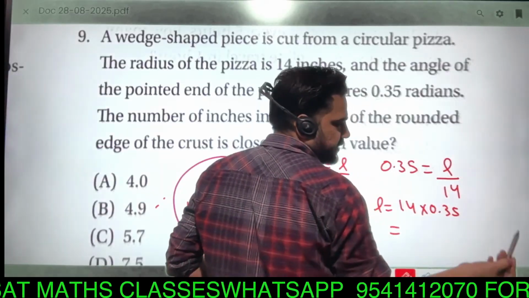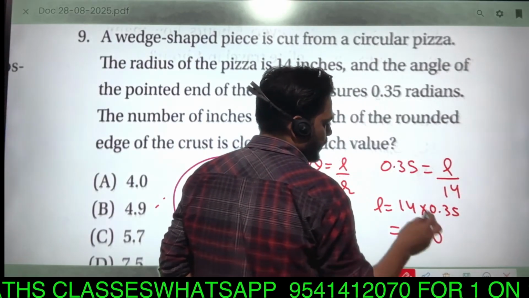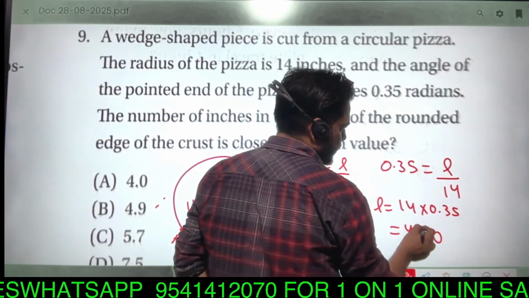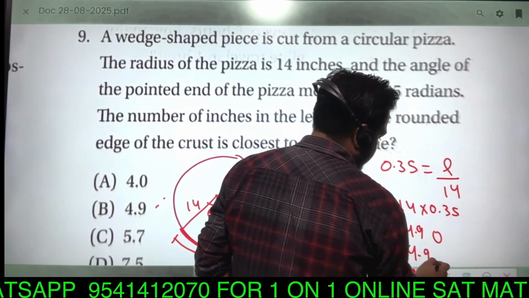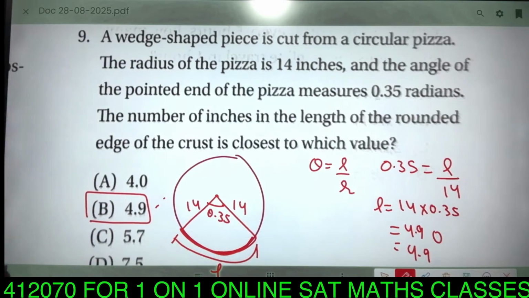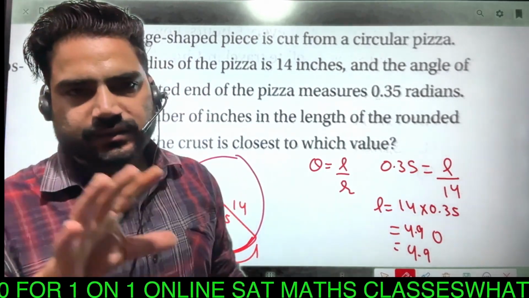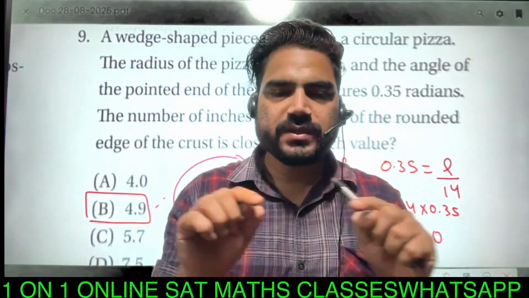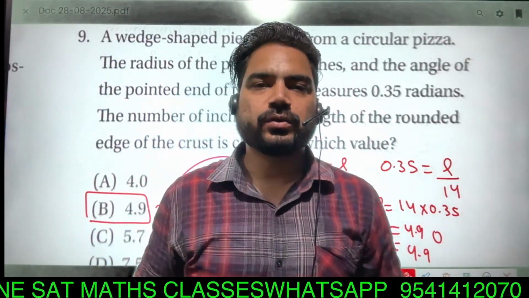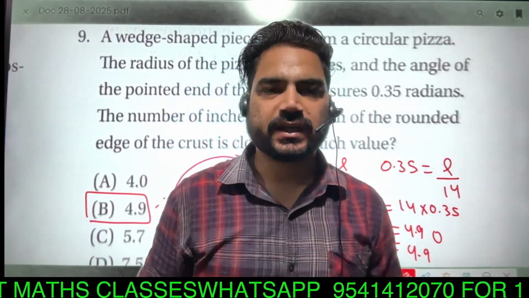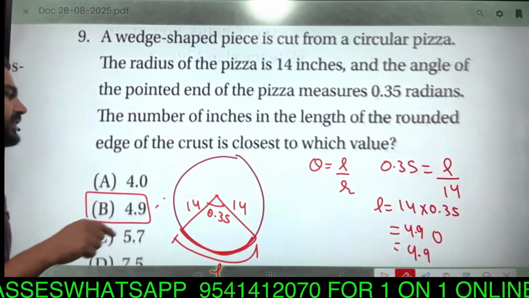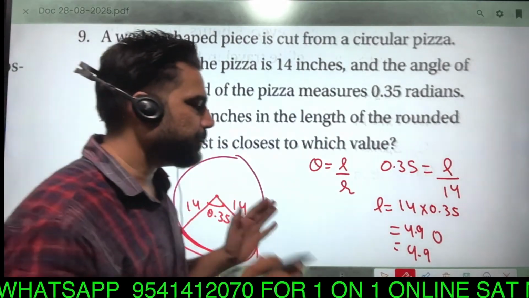14 times 7 is 98, so we get 4.9 after adjusting decimals. 14 times 3 is 42, 42 and 7 is 49. So it is basically 4.9. The answer is 4.9. So again the same formula they are asking, and the formula is, in a circle, if a sector like form is there, like in the form of a pizza wedge shape, or in case of pendulum, in a circle sector, the formula that we have to apply is theta is equal to L by r.